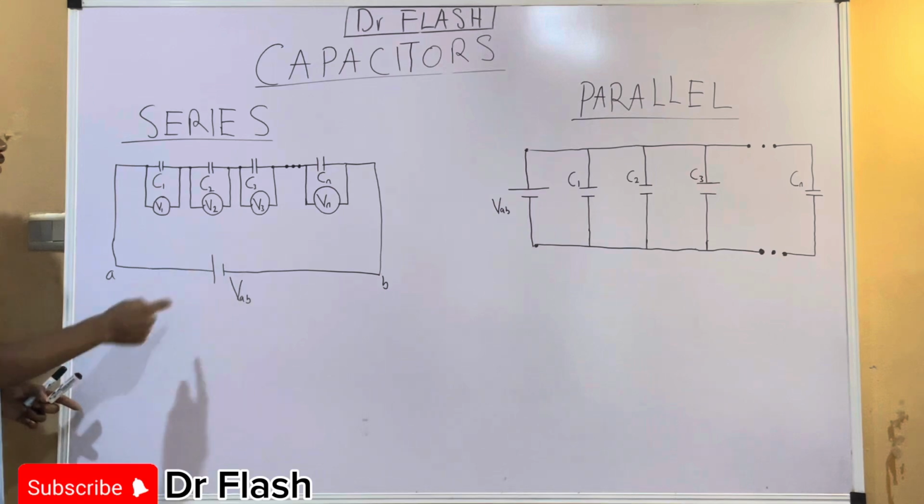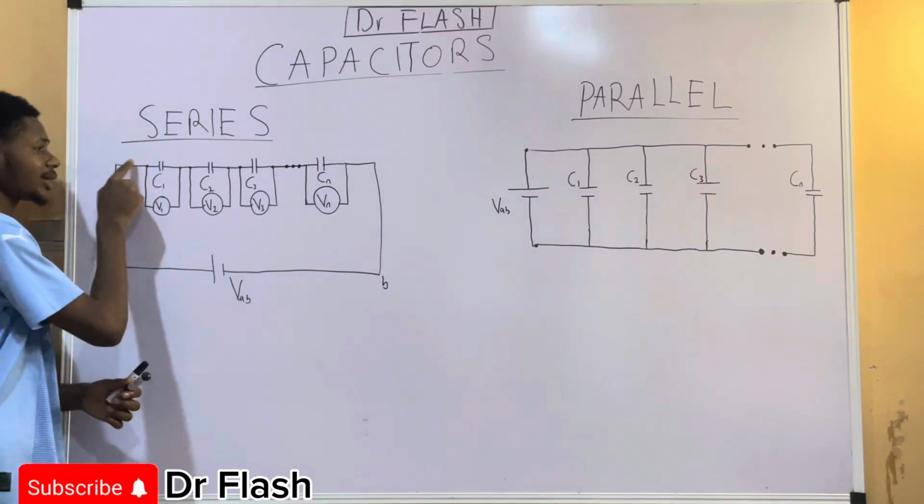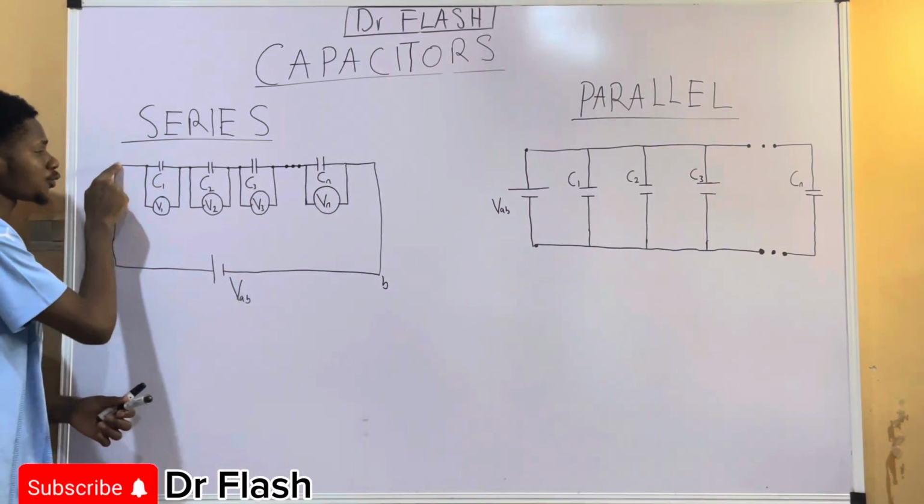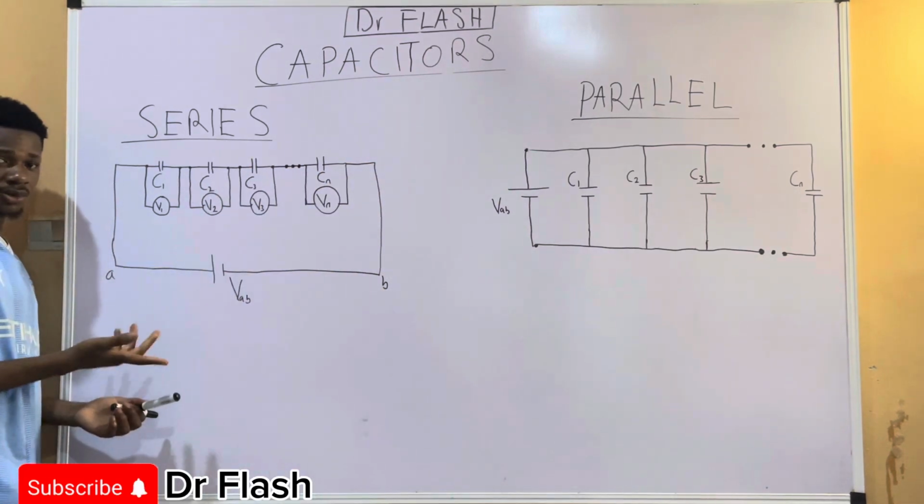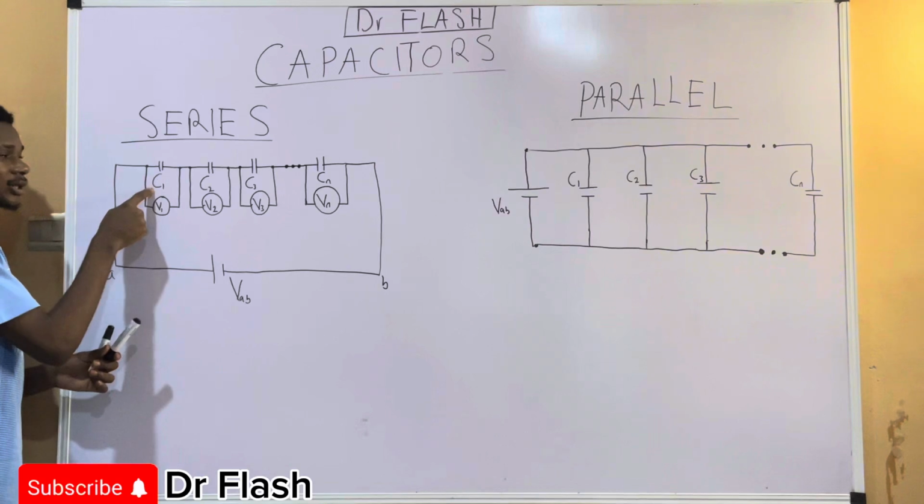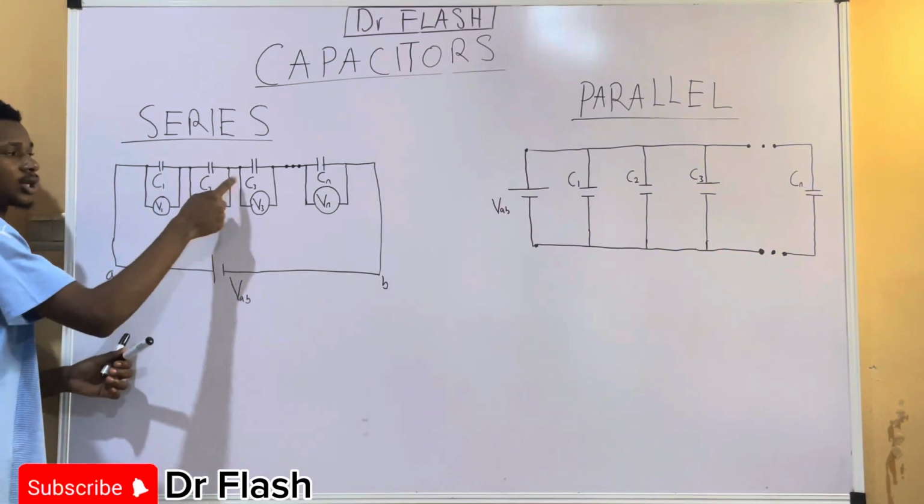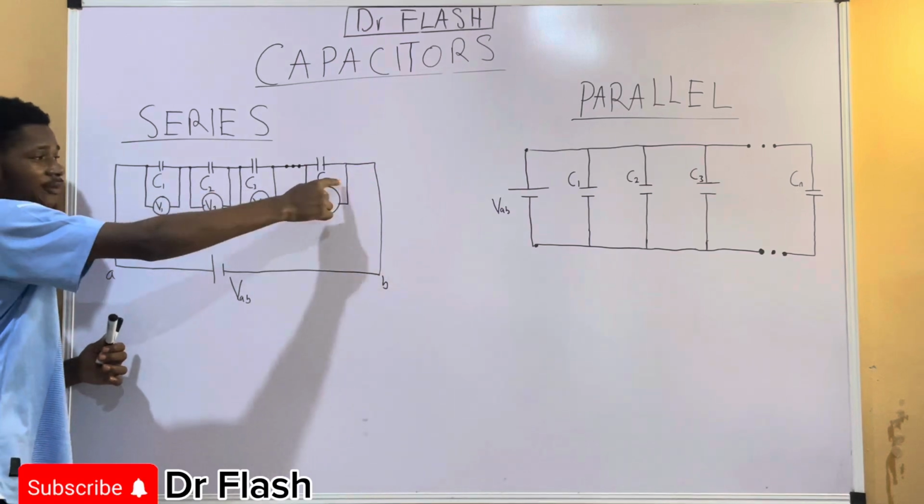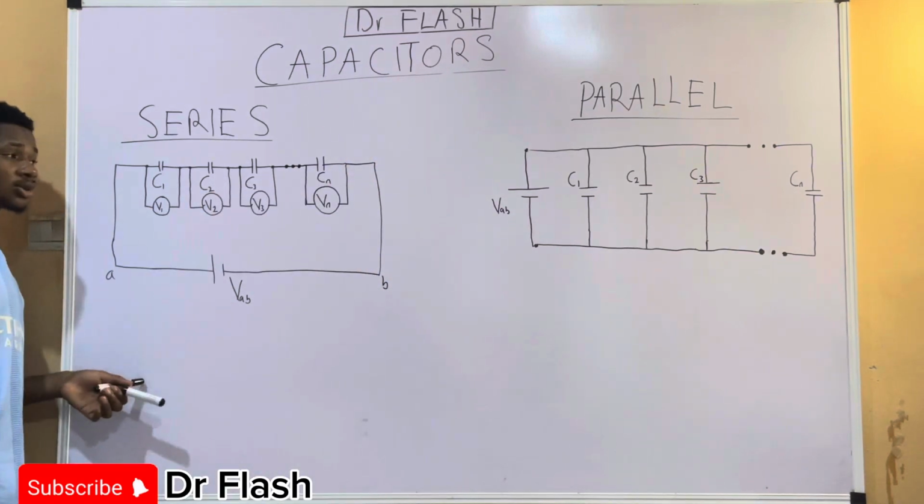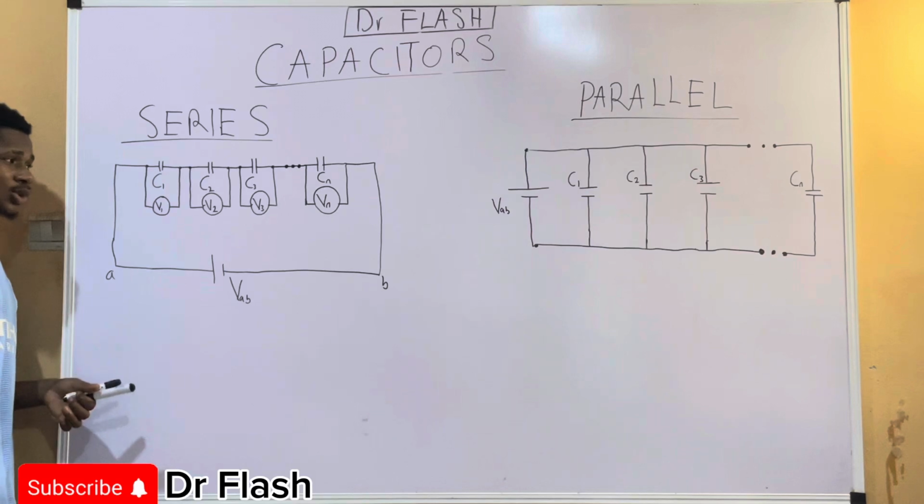Now, for capacitors in series, what you should take note of is that since they are connected with the same wire, the same charge is going to flow through them. Same charge is going to flow through each capacitor. Hence, we can say that the charge in C1 is equal to the charge in C2, charge in C3, down to as many capacitors as we're going to have, let's say Cn, an infinite number of capacitors.